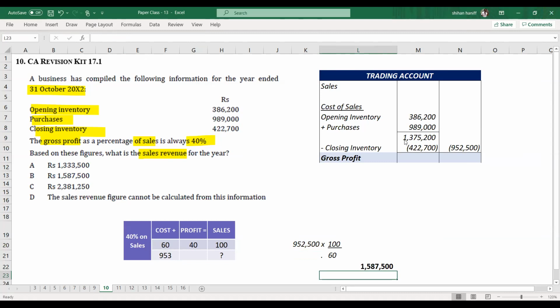Yes, sales revenue and sales are the same. There is a doubt question: sales revenue and sales, is it the same? Yes. Revenue and sales are the same. Turnover also sometimes we take as the same thing.